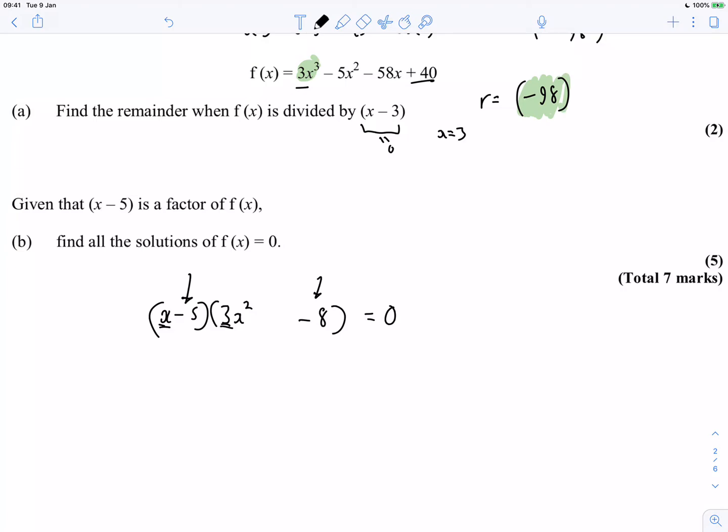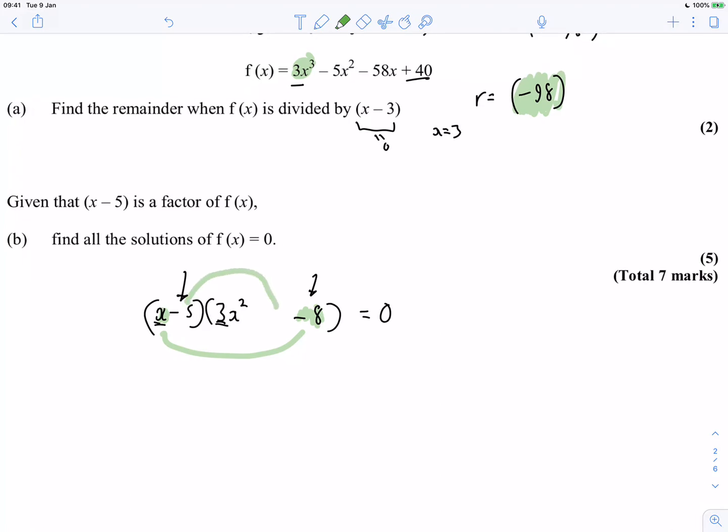Okay. Now, there's various things you could do. You could either compare the x squared terms, or you could compare the x terms. Doesn't particularly matter. What I'm going to do is the x terms, because it's probably the easier. So minus 8x, if I multiply these two things together, plus minus 5 times this should give minus 58. Well, clearly, what have I got to add to minus 8 to get minus 58? That's minus 50. So minus 5, and then this must be plus 10x for that to work. Okay. So that seems pretty legit.